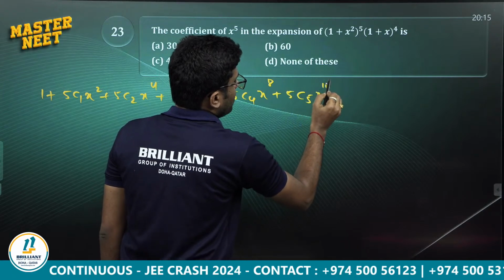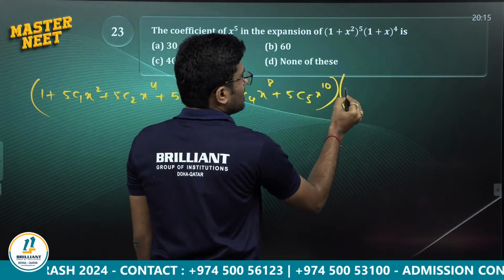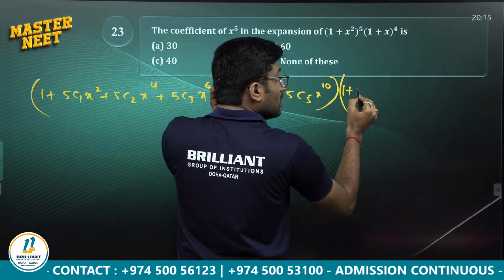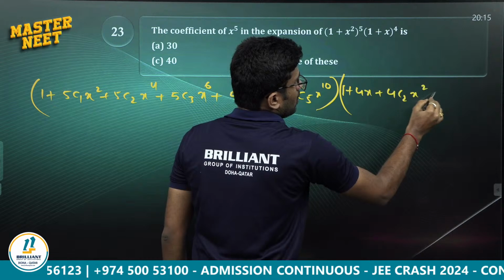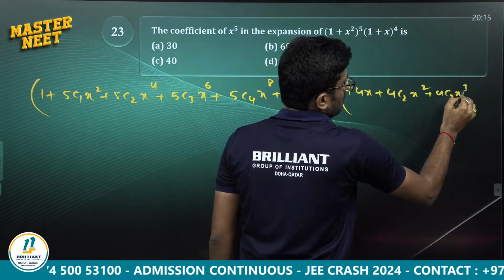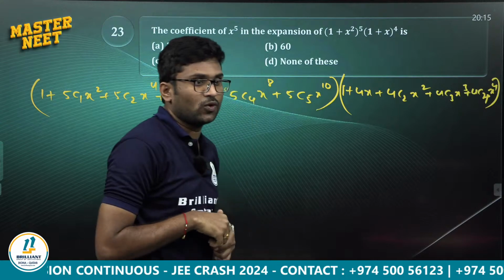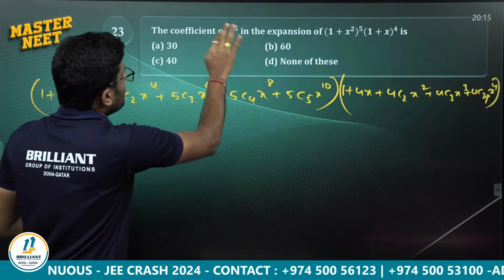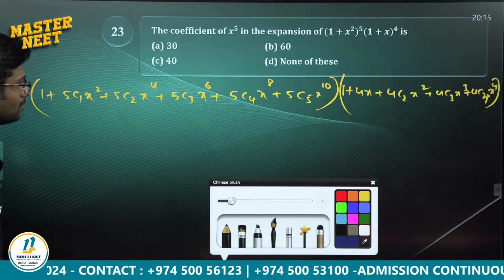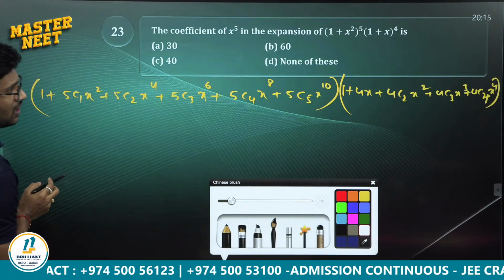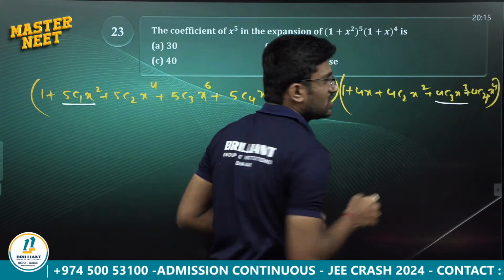Plus 5C5 into x¹⁰. Now this has to be multiplied with (1 + x)⁴. What is (1 + x)⁴? 1 + 4x + 4C2 x² + 4C3 x³ + 4C4 into x⁴. Now, to get the coefficient of x⁵, friends, this 5C1 x² should be multiplied with 4C3 x³.